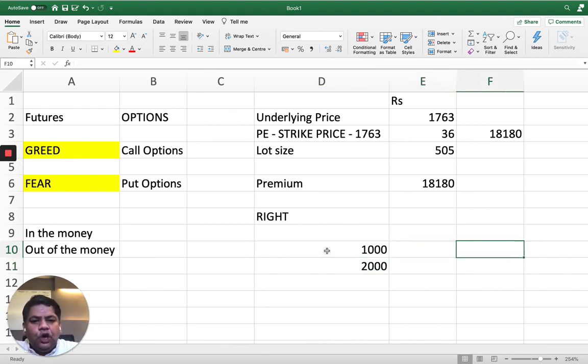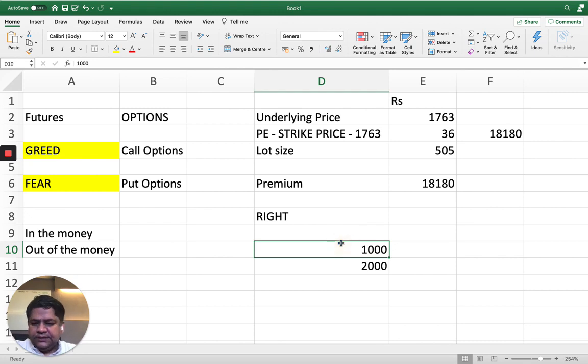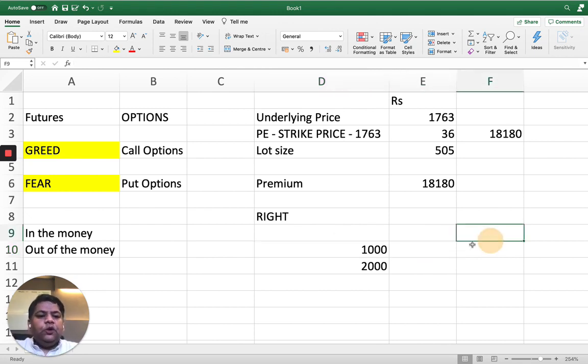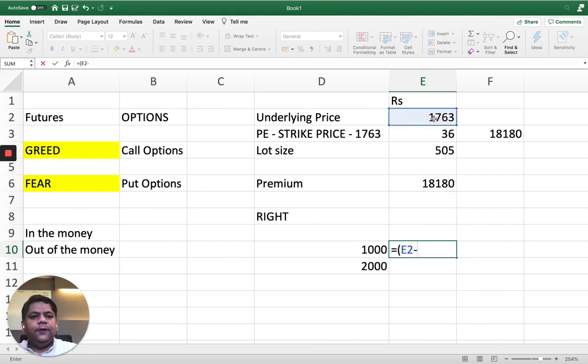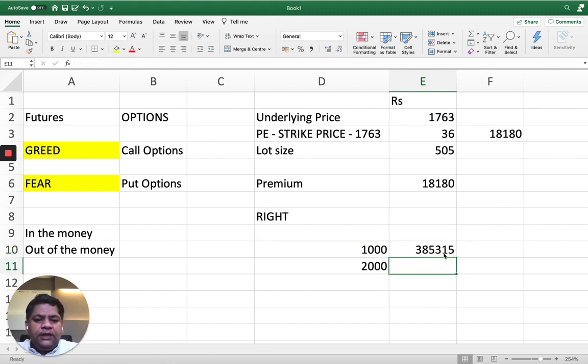In the case of 1000 rupees, you will go and exercise the right. And your right is you can sell at 1763. However, the market price is 1000 only and the lot size is 505. So only this put option, let's say, and tomorrow is the expiry also. I have not yet gone into the option pricing, remember.